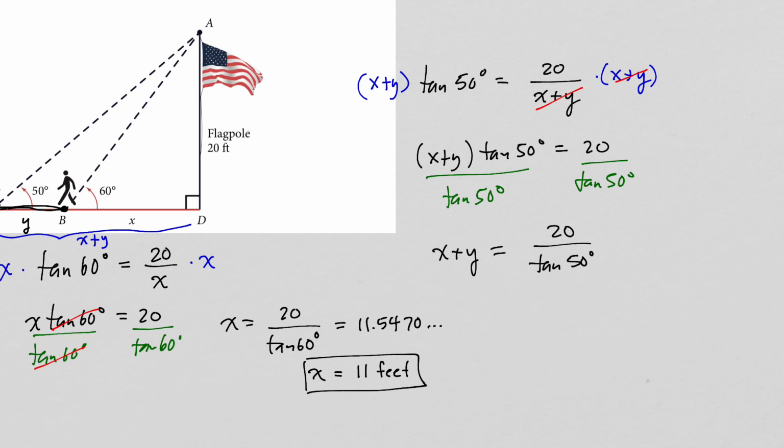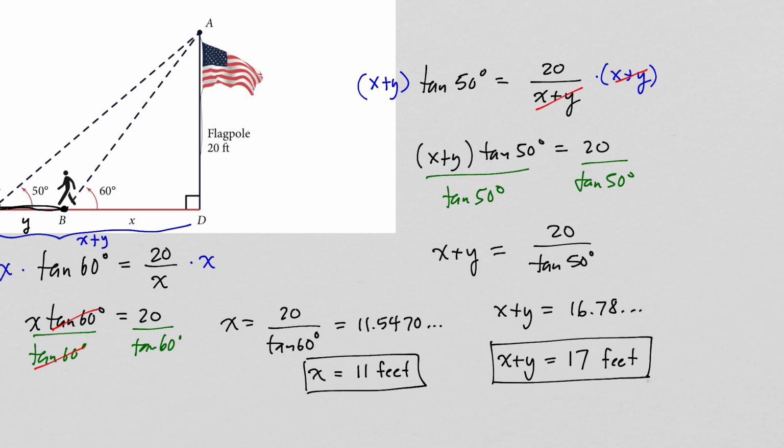And when we do that, we get x plus y is equal to 16.78, etc. And again, we're going to round that to 2 significant digits, which will be 17. So the distance between point B and the flagpole is 11 feet. The distance between point C and the flagpole is 17 feet.